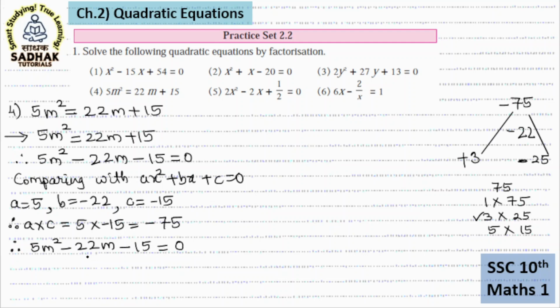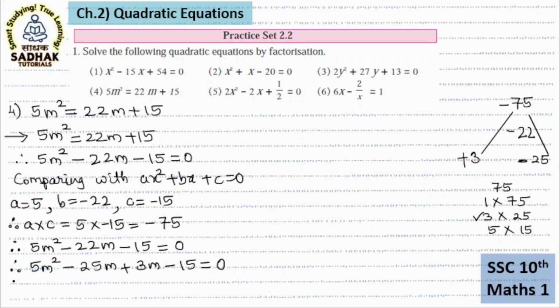The middle term we can split using plus 3 and minus 25. So therefore 5m square minus 25m plus 3m minus 15 is equal to 0. Okay, you can see that I have written minus 25m before 3m because 5 and 25 we can get something common. If we had written 3 here, then between 5 and 3 nothing is common because both are prime numbers.